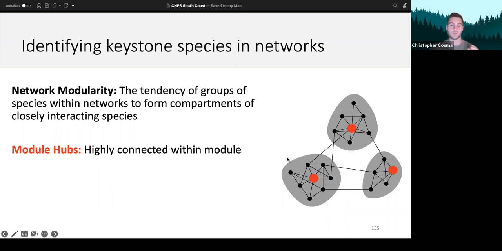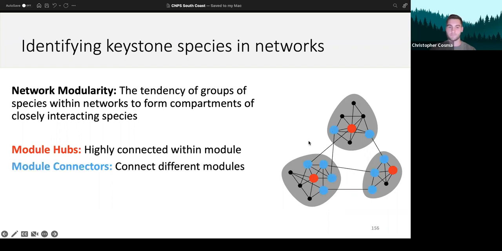And within these modules, we have our hubs, our module hubs, which are species that are just highly connected within their own modules. So here we have these in the red. And then we have our module connectors. And module connectors are really good at connecting different modules to one another. And so they provide that sort of cohesion in the network, keeping everything together and tight.